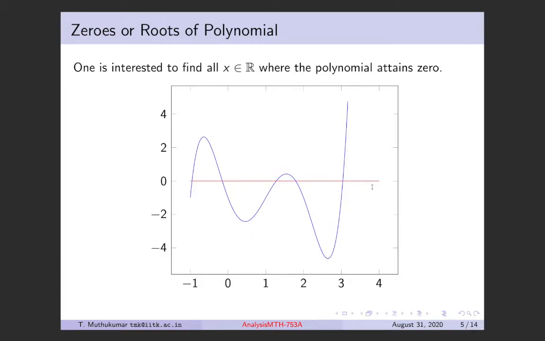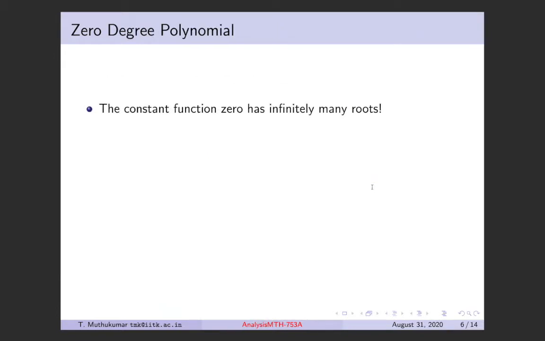So what are the zeros or roots of a polynomial? The zero of a polynomial, or for that matter any function, not just a polynomial, is precisely where the function attains the value 0. That is, if you plot the graph of the function, the points where it will cross or intersect the x-axis are what are called the roots or zeros of a polynomial. For a 0-degree polynomial, what are the roots? If the constant function is the 0 constant function, then the entire domain is where it achieves 0, so it has infinitely many roots.